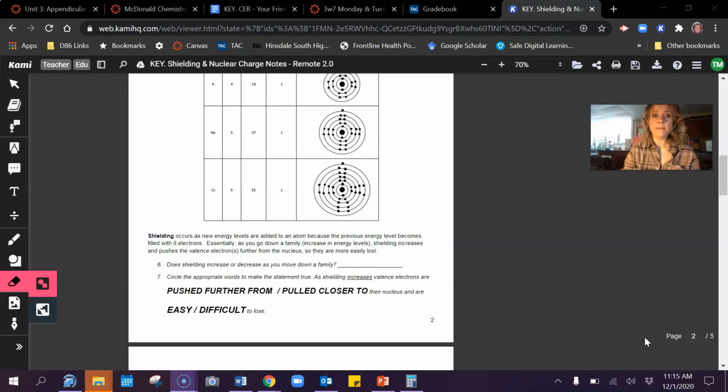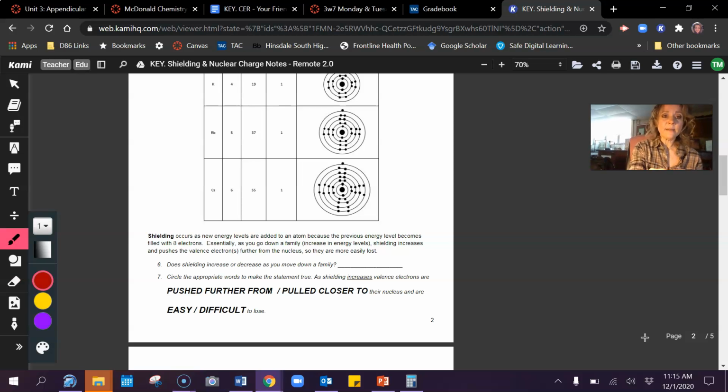So I know that we're not looking at the top of the drawing, but I think that looking at potassium, rubidium, and cesium will do just nicely. So as we move down a family, what is happening to the amount of shielding? Well, potassium is in period 4, and we have 4 energy levels around the nucleus. Rubidium is in period 5. It has 5 energy levels around the nucleus. And then cesium is in period 6. It has 6 energy levels.